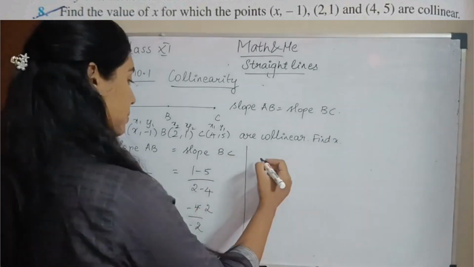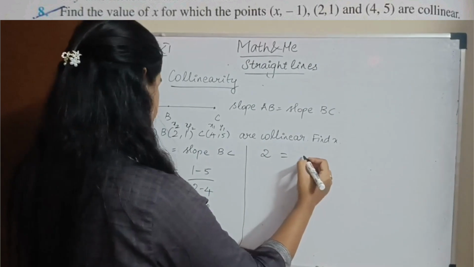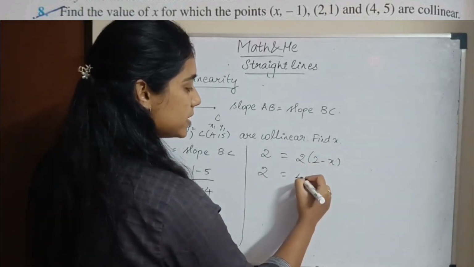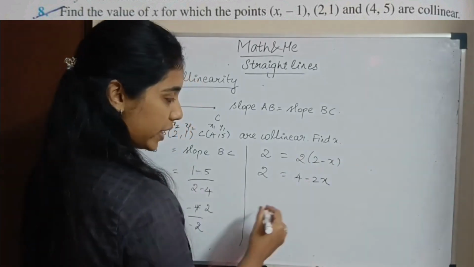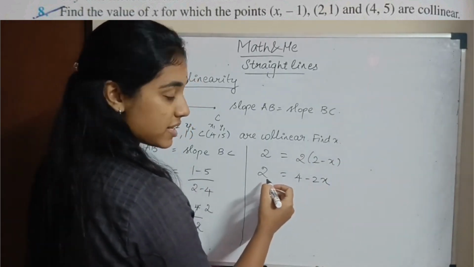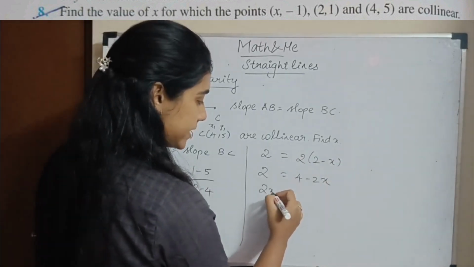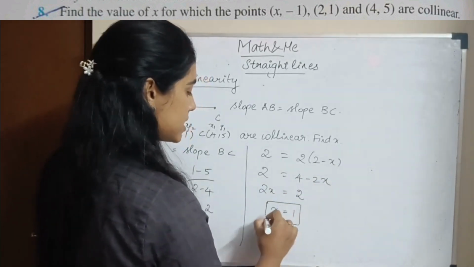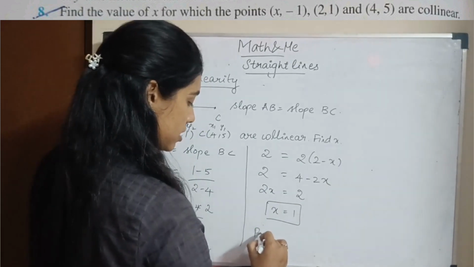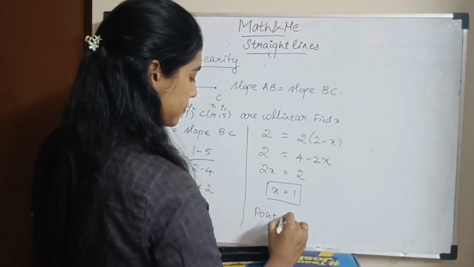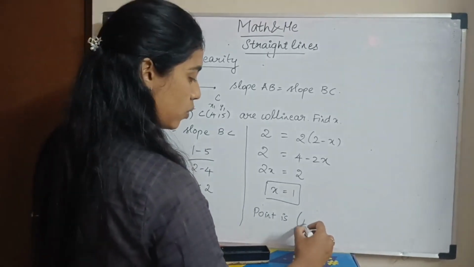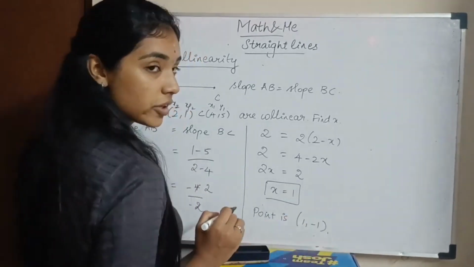So when I cross multiply, I have 2 equals 2 times (2 minus x). 2 equals 4 minus 2x. I am bringing the 2x to the left hand side, 2 to the right hand side. So 2x is equal to 4 minus 2, which is 2. X equals 1. So the point is (1, minus 1).